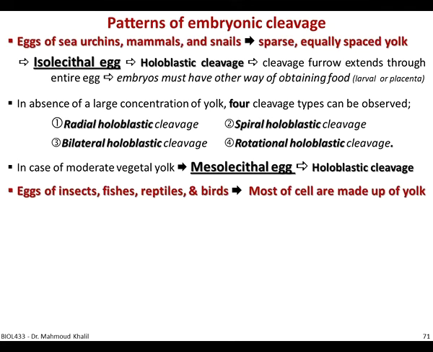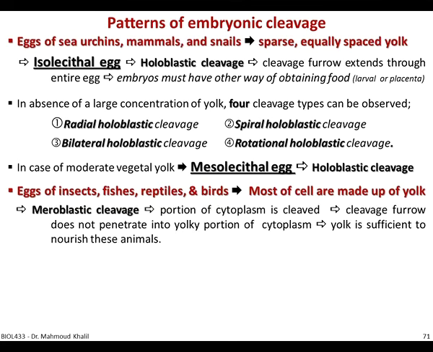The eggs of insects, fish, reptiles, and birds are mostly made up of yolk. They have a large amount of yolk. These types of eggs will undergo a type of cleavage which is called meroblastic cleavage. In meroblastic cleavage, only a small portion of the cytoplasm, which is free from yolk material, will be cleaved, and the cleavage furrow will not penetrate into the region which has yolk. That's why this type of cleavage cannot be called holoblastic, because the whole cell will not be cleaved. In these embryos, the yolk is sufficient to nourish the animal until it hatches and forms the juvenile stage of the adult animal.